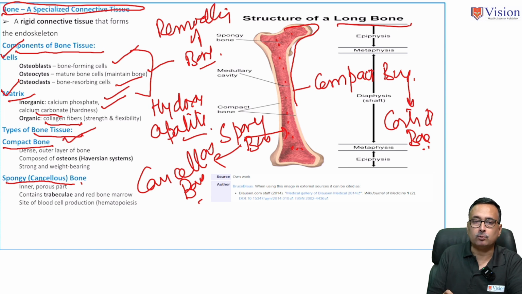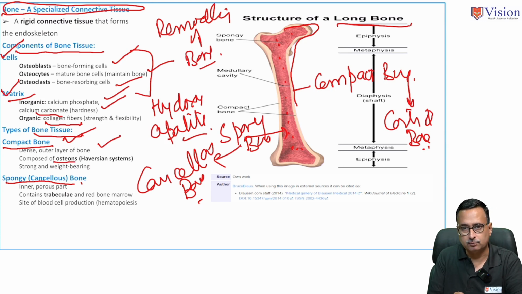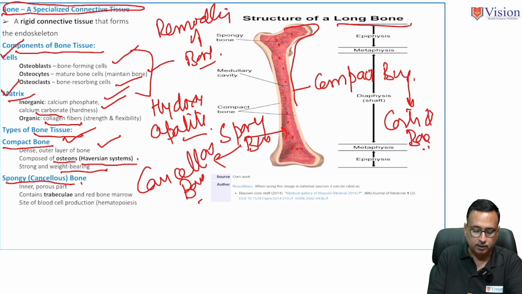Compact bone, which forms the outermost part of a bone, is composed of osteons or Haversian systems. It's the weight-bearing part of bone. I will describe in detail what the Haversian system is in the next slide. Before that, we discuss in brief the features of spongy bone. It's also called cancellous bone. It is the inner part of the bone which has sufficient spaces called marrow spaces.